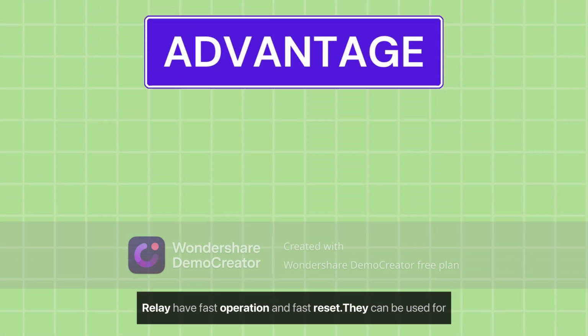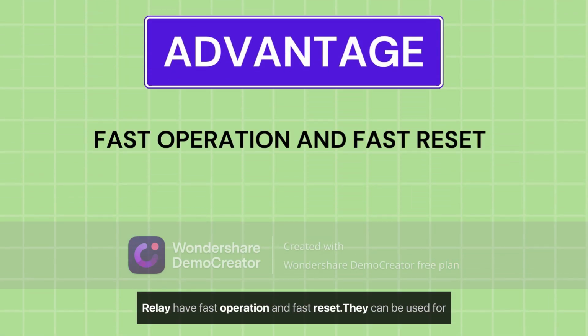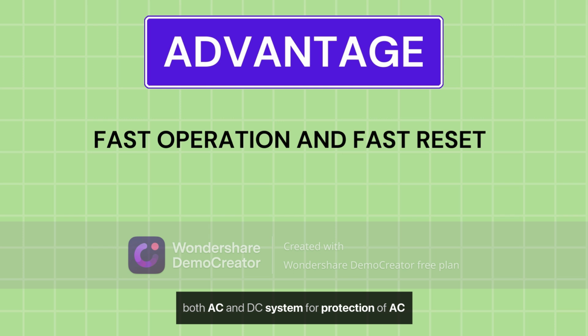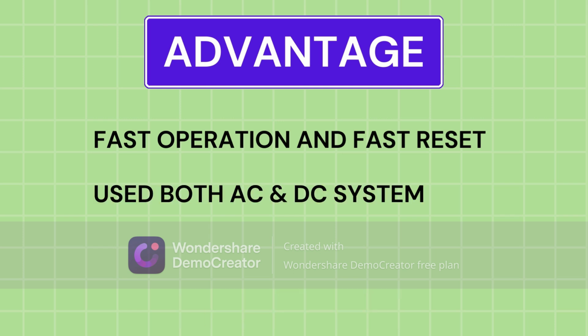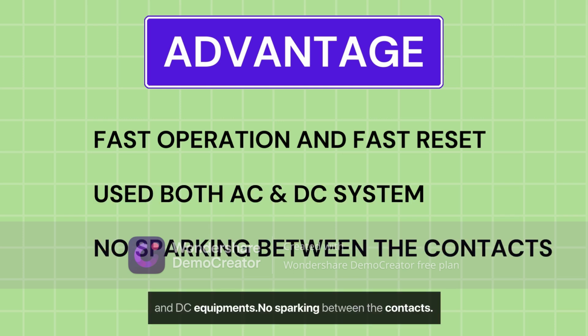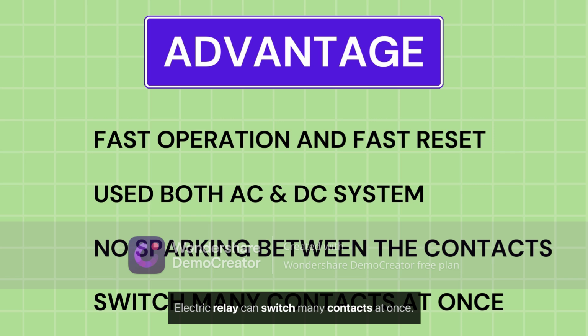Advantages: relays have fast operation and fast reset. They can be used for both AC and DC systems for protection of AC and DC equipment. No sparking between the contacts. An electric relay can switch many contacts at once.